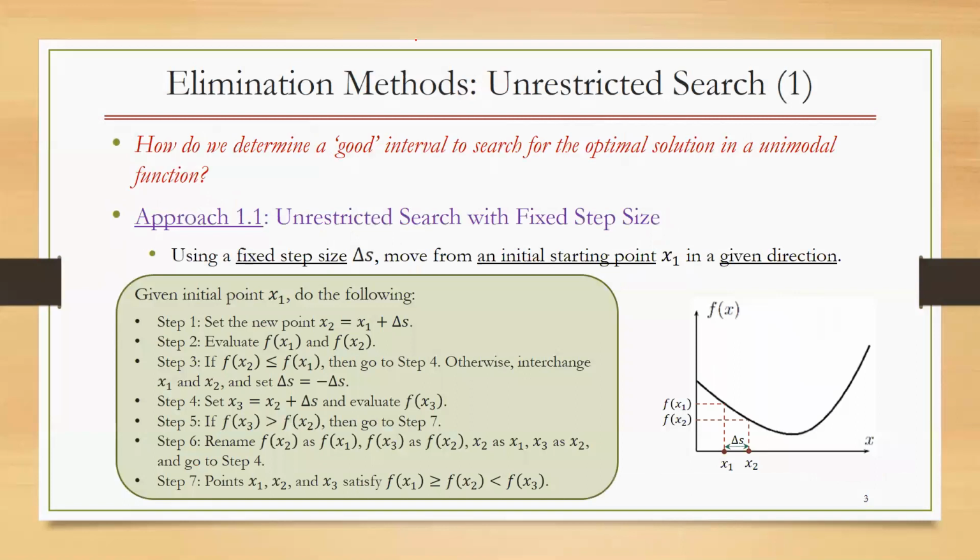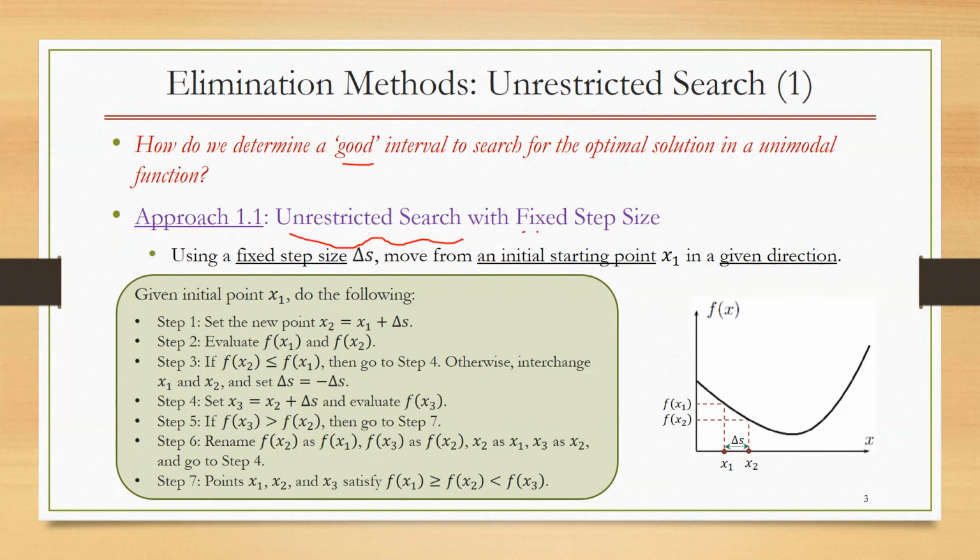Okay. Now, what we are doing is we want to find a good interval in order to search for the optimal solution in a unimodal function. That's when we use a one-dimensional search method, or all these methods that we have studied and will be studying today. So the first method that we saw was the unrestricted search method, if you all remember. The first approach was unrestricted, and there were two versions of this.